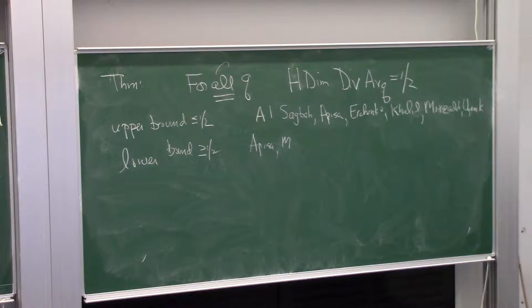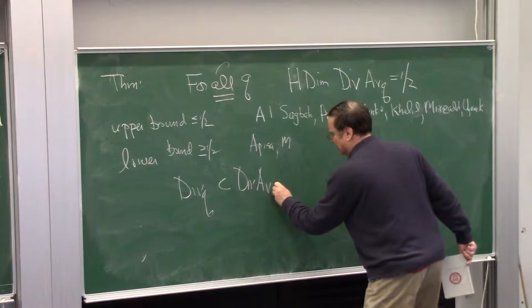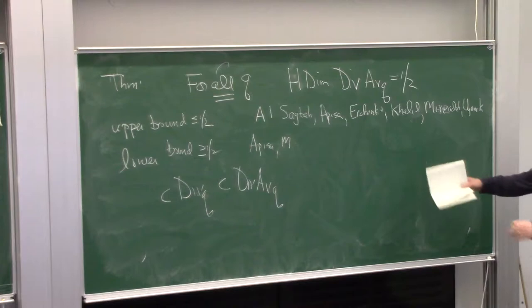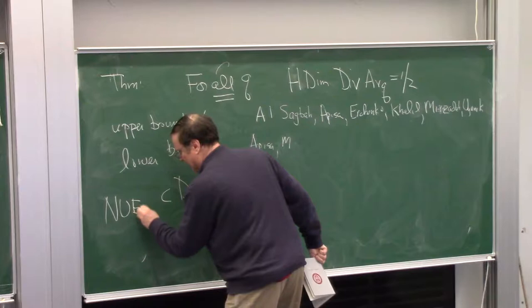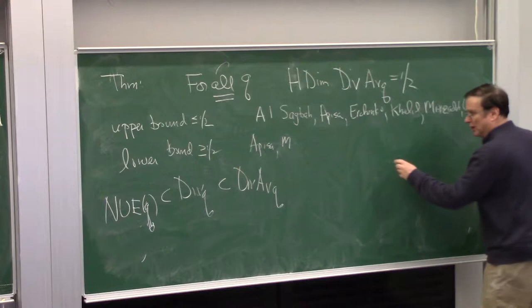So, here is sort of an inclusion. Div is clearly contained in div on average. And there's one more set that I want to mention, which is a set that I like more than either one of these. Let me explain what that set is, NEU of Q. So what is NEU of Q? This stands for non-uniquely ergodic.